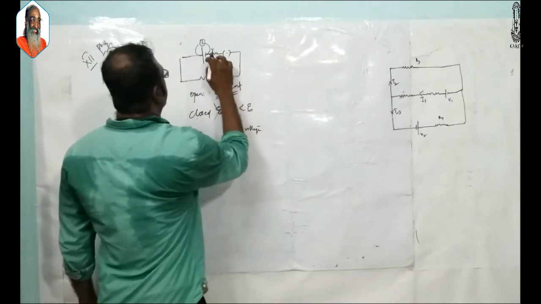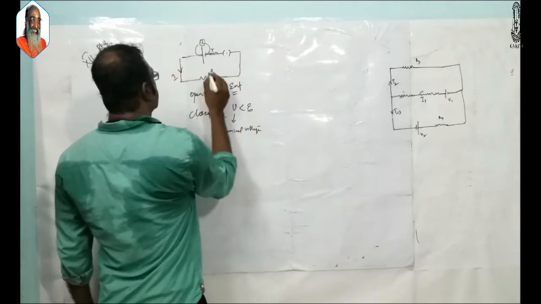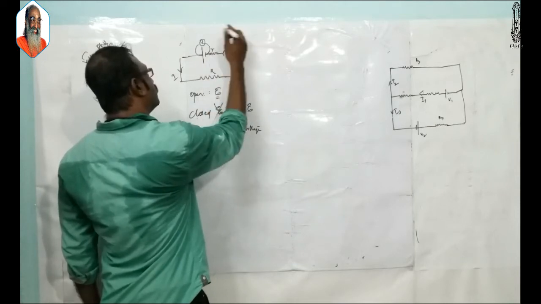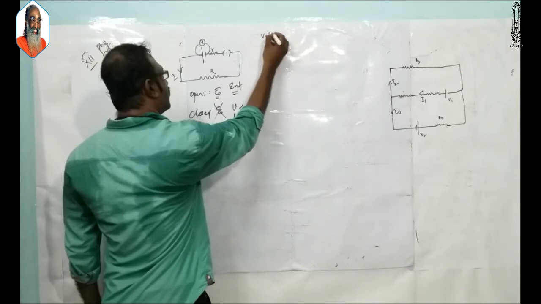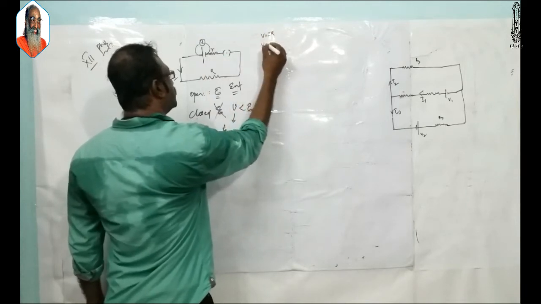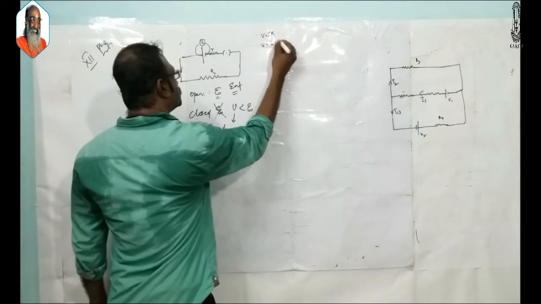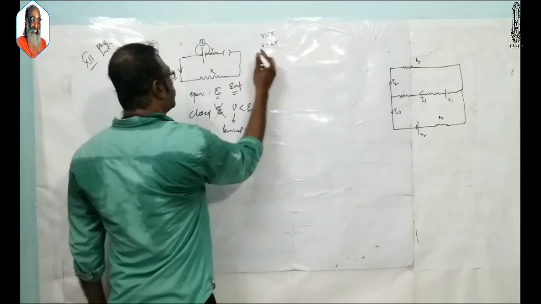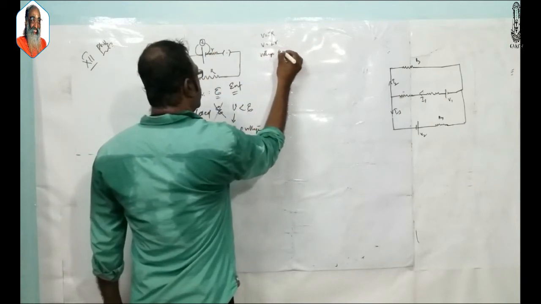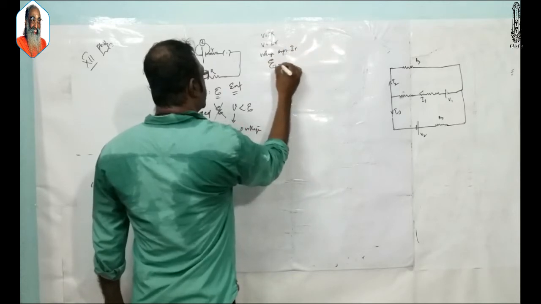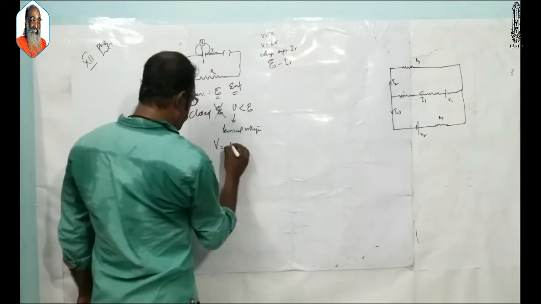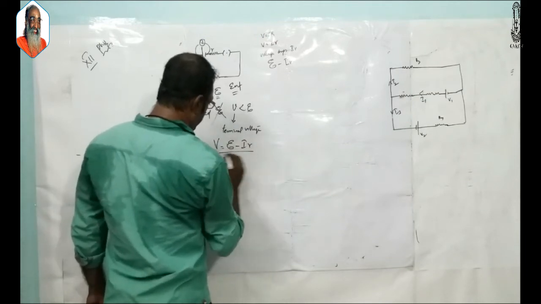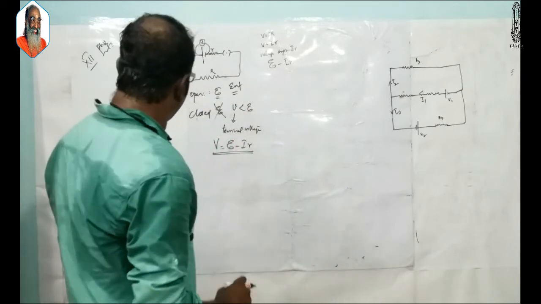Here the current flowing in the circuit is I, so throughout the circuit the current will be equal to I. What is the voltage here? Usually we calculate V is equal to IR. So here also the drop in voltage across the internal resistance will be Ir. So the voltage drop will be Ir, and E will be reduced by Ir. So V is equal to E minus Ir. Okay.